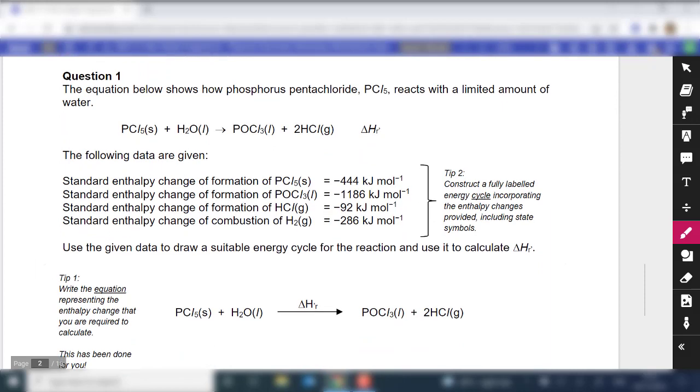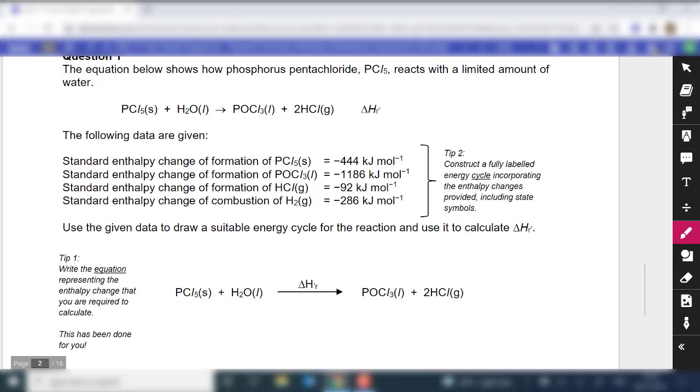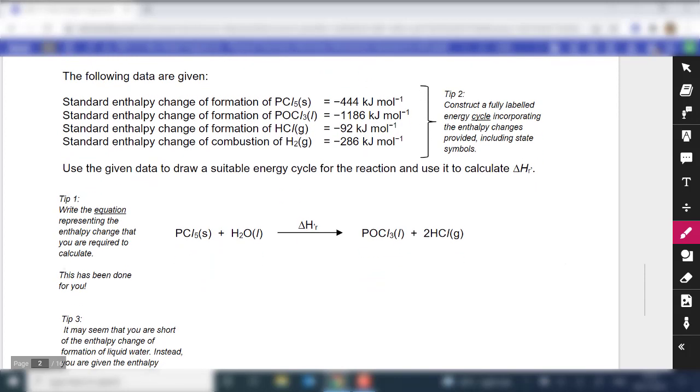For question 1, it reads, the equation below shows how PCl5 reacts with limited amounts of water, and you are given the following data. So what we're going to do now is, based on the data, come up with a Hess cycle. You notice that the data given to you are all enthalpy change of formation of the respective compounds, in this case PCl5, POCl3, and HCl.